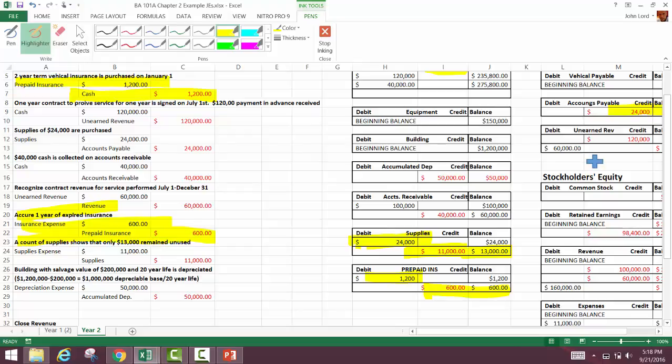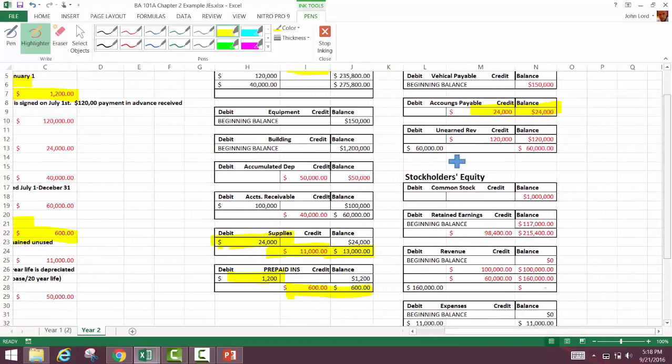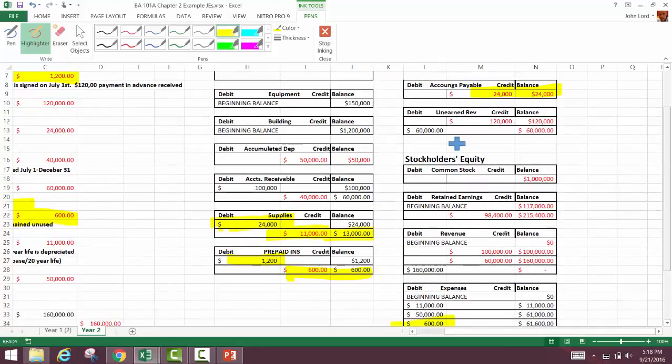How do I reduce an asset? I have to credit it. And now what? Now I can take the expense because 11,000 of those supplies have expired, haven't they? So I can post it over here. Debit expense. Okay, good.